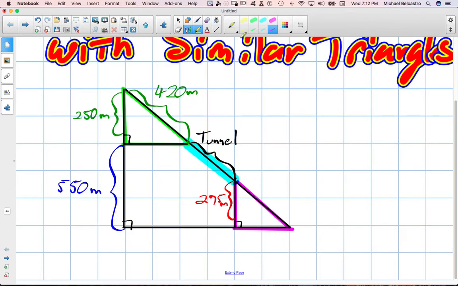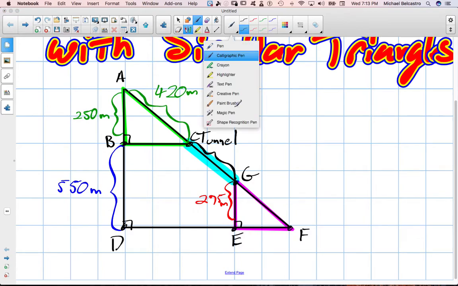And then, I guess I should give them some coordinates. We'll call this A. We'll call this B, C, D, and this could be E, F, G. Sure, we'll give those all letters. The distance from B to D is 550 meters.